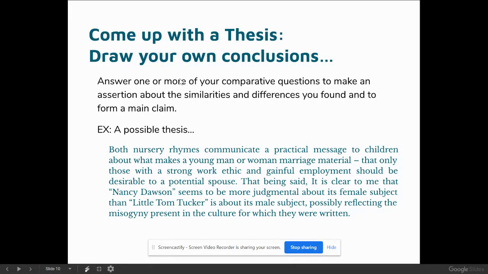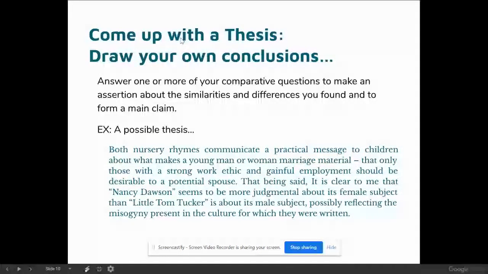So when we get to that point, through this example, the possible thesis that we've developed here is: both nursery rhymes communicate a practical message to children about what makes a young man or woman marriage material. Not that, or that only those with a strong work ethic and gainful employment should be desirable to be a spouse. And so then we've taken these two separate pieces of work, we found a way to link them together, we discovered a meaningful link between them, and then we synthesized new information about them.